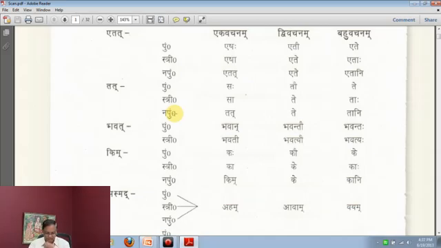Then we also studied Bhavat Shabda, which is somewhat respectful, we said. Instead of using Tvam, the personal pronoun Yushmad, we use Bhavat. So in Pullinga and Strilinga it is like this. For Bhavat there is no Napumsakalinga, no neuter noun. Pullinga: Bhavan, Bhavantau, Bhavantaha. In Strilinga it becomes Bhavati, Bhavatyau, Bhavatyaha. There is no Napumsakalinga here, please remember that.